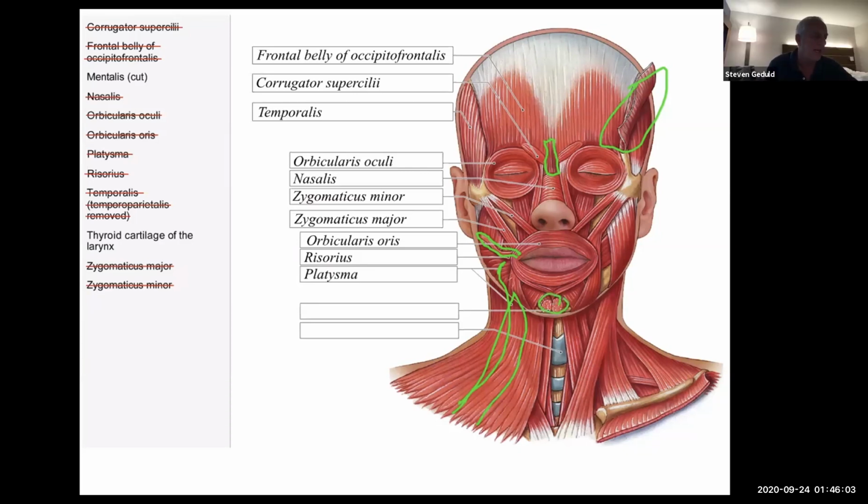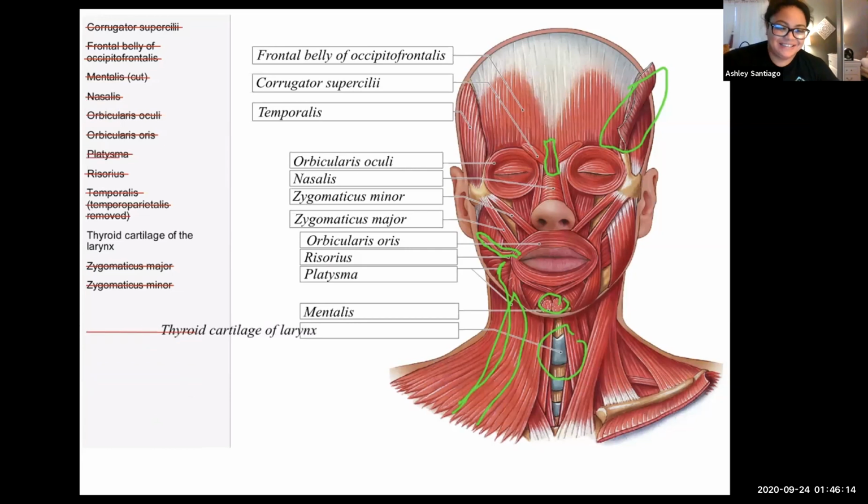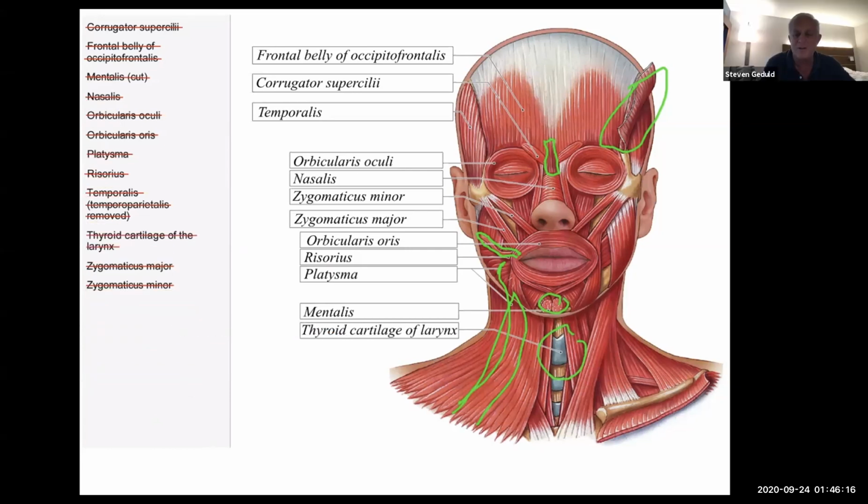And we haven't talked about this yet, but this will be the only one that's left over, which is what? Thyroid cartilage of the larynx. The one without a line through it. That's your thyroid, Jonathan. Thyroid cartilage of the larynx. And we'll talk about those later on. That's what keeps your airway open. We'll talk about that a little bit before one of the other chapters.